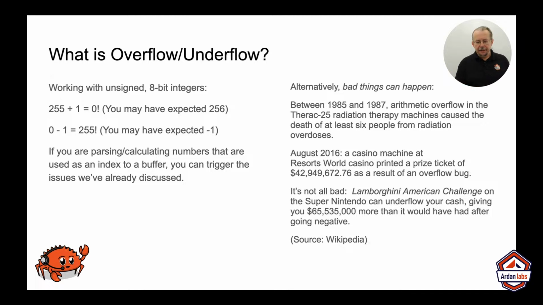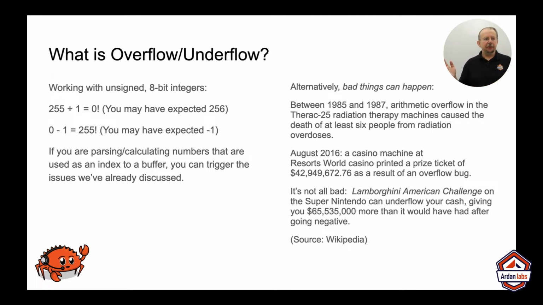And you can get slightly surprising results if you just do binary arithmetic and ignore the issue of overflow or underflow. So 255 plus 1 frequently evaluates to 0. 0 minus 1 frequently evaluates to 255. If you're calculating numbers that are used to index a buffer, this is a perfect way to then trigger the issues we just talked about before.